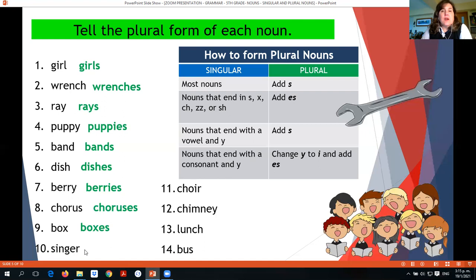Singer falls into the first case, most nouns. So we have singers. Choir, it's again the most common group of nouns on which we only need to add an S. Chimney, okay. We have a consonant, a vowel, and a Y, so we only add an S. Lunch, we have CH, we have to add ES, so we have lunches. And bus, we have an ending with an S, we add ES, we have buses, okay?